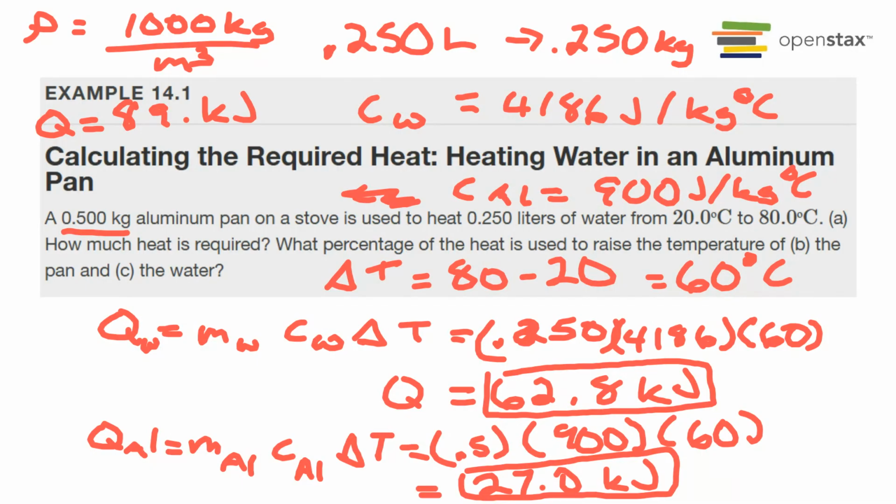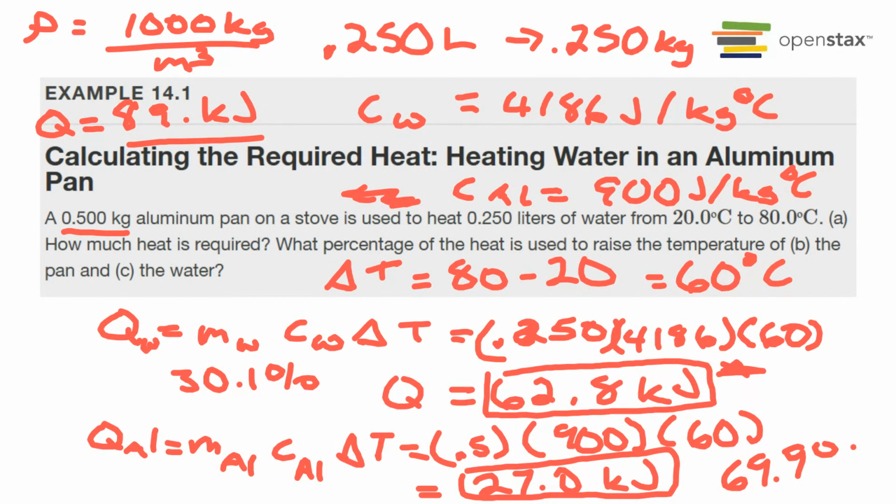And then if you want to find the percentage, like what percentage is going to the water and what percentage is going to the aluminum, you would just take this and divide it by the total. Okay, so the water percentage would be about 30.1%, because you would take the 62.8 and divide it by this. That gives you about 30%. And then about 69.9% goes towards heating up the aluminum.